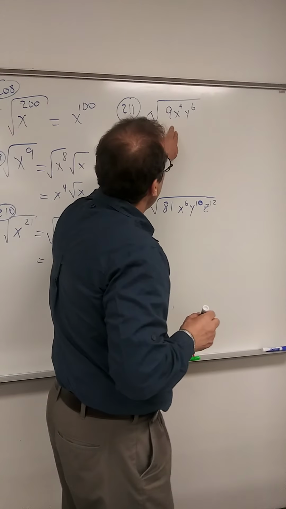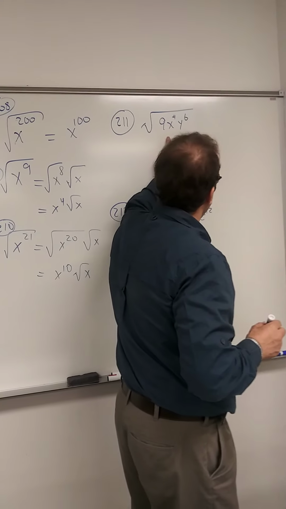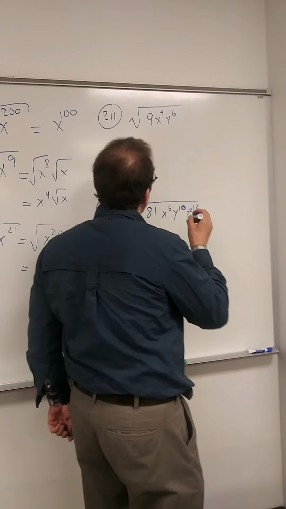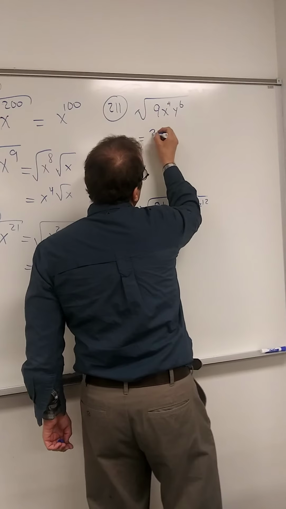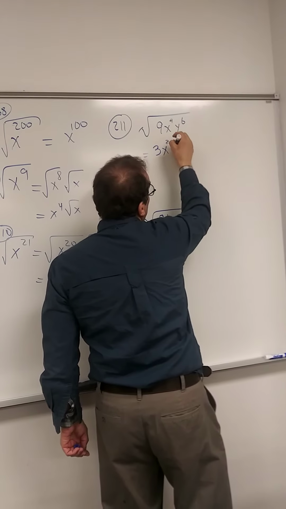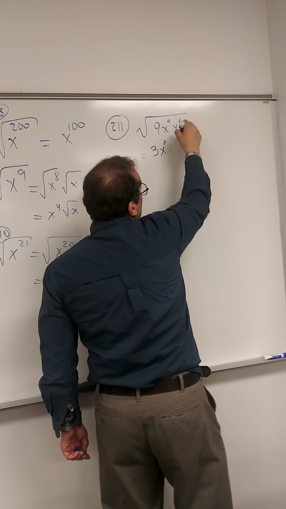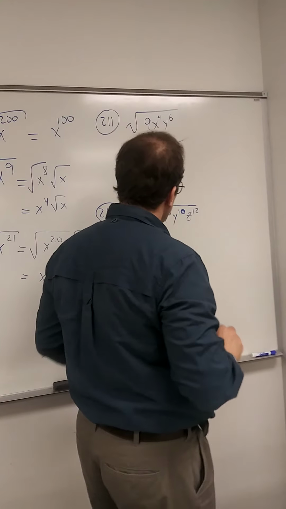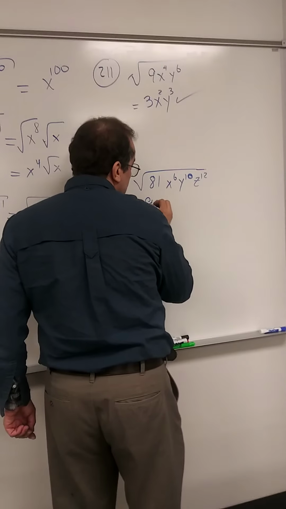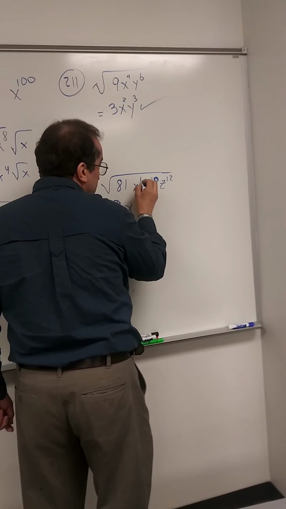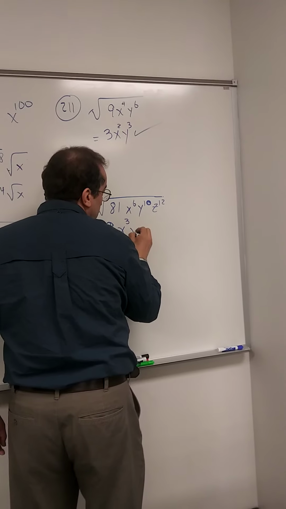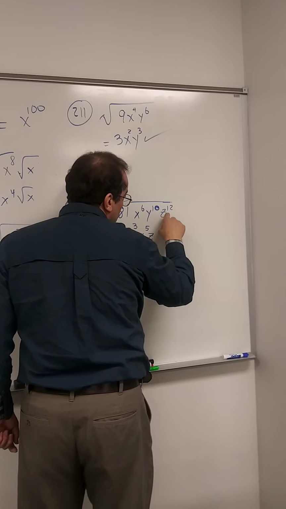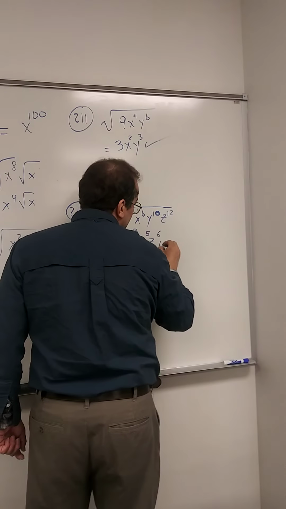Okay, this one has 3 items in it, 9, x to the 4th, and y to the 6th. We do each of these separately. If they're perfect squares, square root of 9 is equal to 3. X to the 4th will give you x squared. Divide 4 by 2. Divide 6 by 2, and that will give you y cubed. Done. And for this one, the square root of 81 is 9. For x to the 6th, x to the 6th gives us x to the 3rd. 10 divided by 2 is 5. Z to the power 12 divided by 2 is 6. Done.